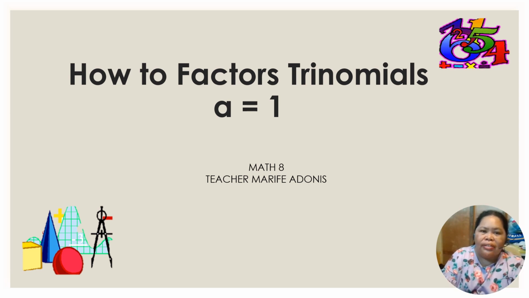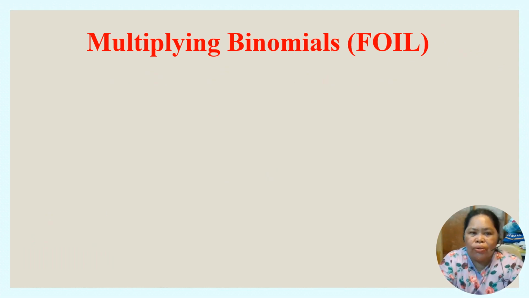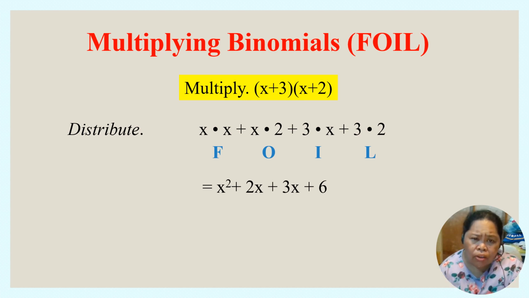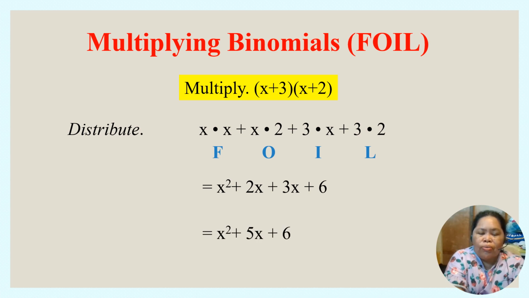Our lesson for today is how to factor trinomials where a is equal to 1. So let us review multiplying binomials using the FOIL method. For example, multiply x plus 3 and x plus 2. So we have to distribute, FOIL, and then we have x times x plus x times 2 plus 3 times x plus 3 times 2. So we have x squared plus 2x plus 3x plus 6. That is equal to x squared plus 5x plus 6.